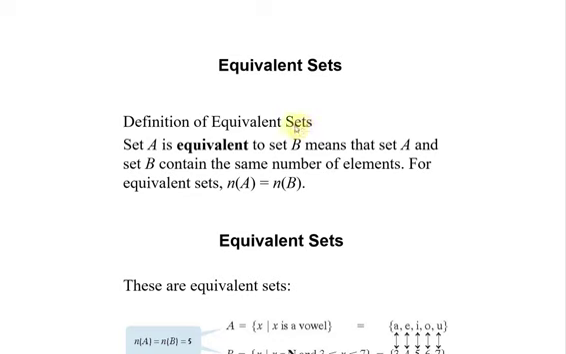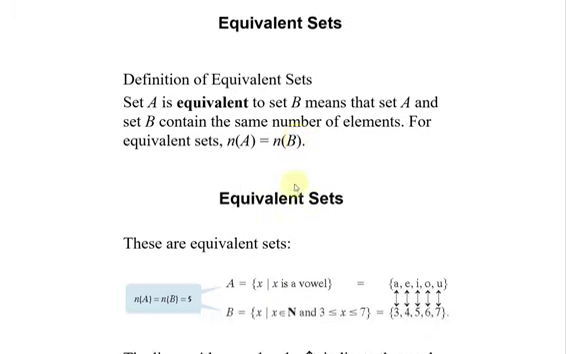The next topic is about equivalent sets. The definition of equivalent sets is when set A and set B contain the same number of elements. Or in other words, the cardinal number of the two sets has to be equal.